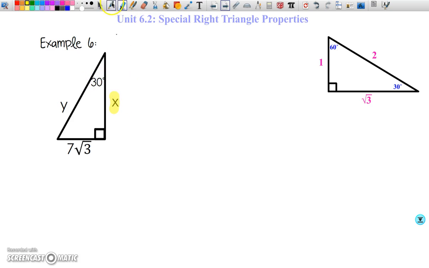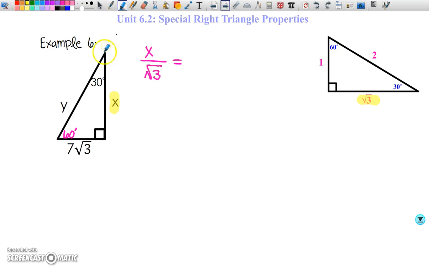So x is next to the 30. If this is your 30-degree angle, that makes this your 60-degree angle. So the x is next to your 30-degree angle. That means it's going to pair up with the square root of 3, because that's next to your 30-degree angle. So x gets paired up with the square root of 3.